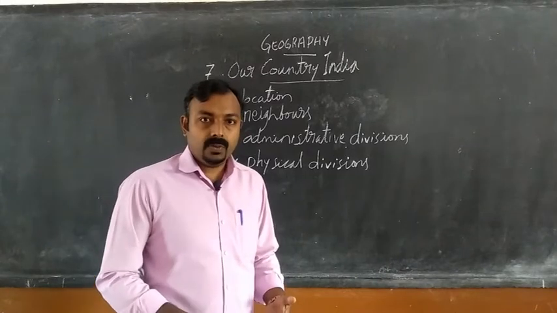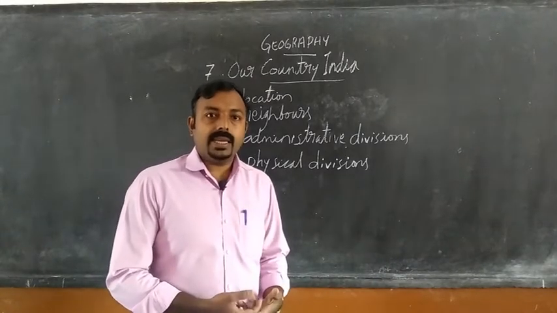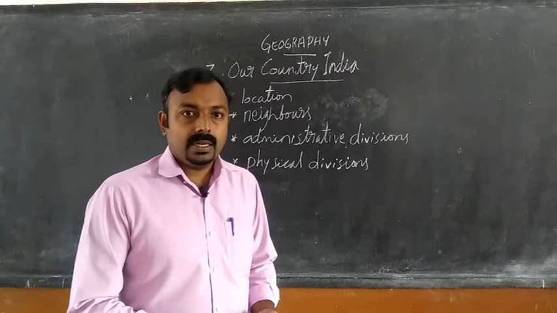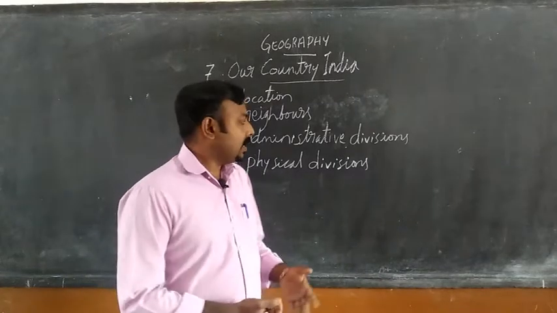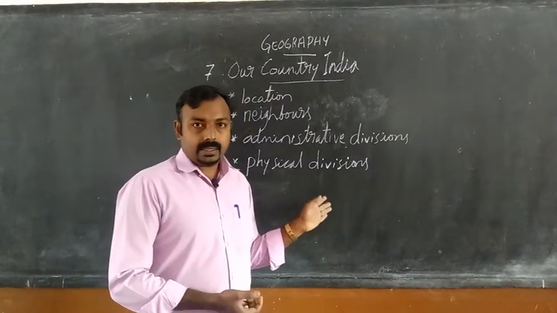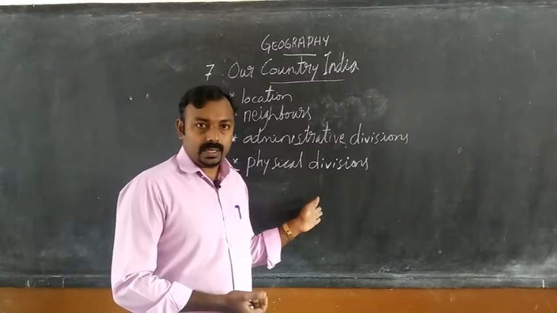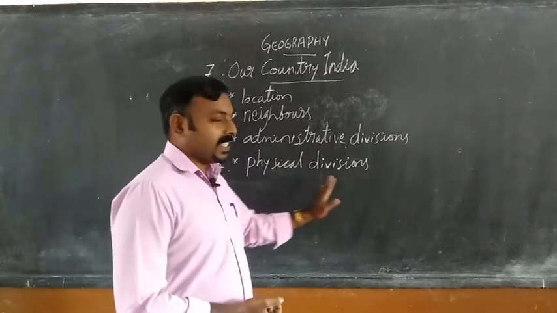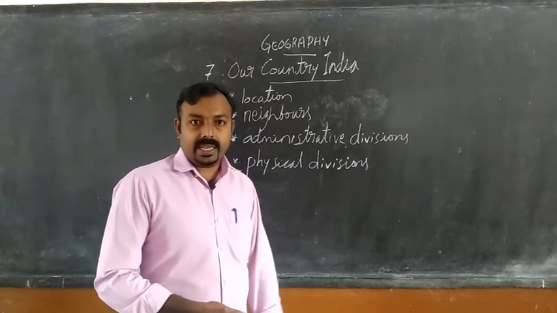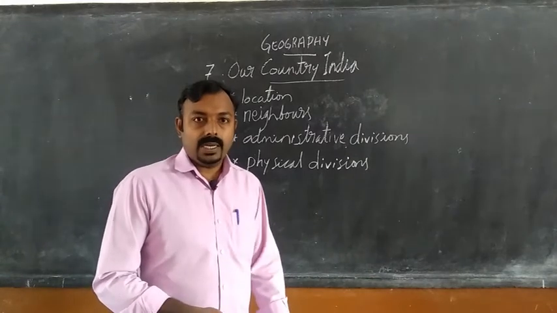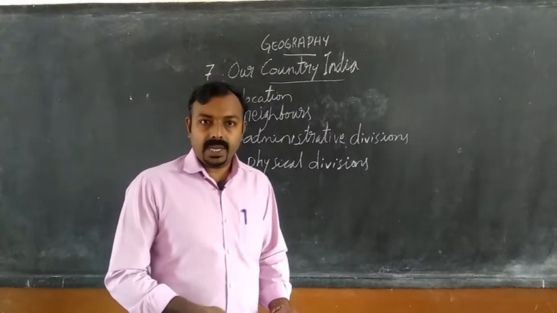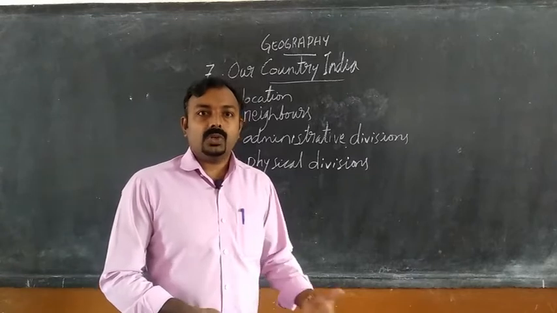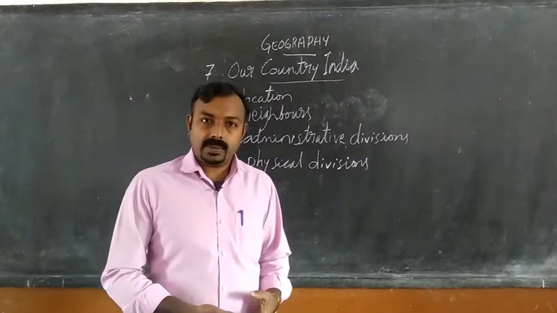India is divided into 28 states and 8 union territories, including the national capital territory and islands, and physical divisions. There are plain areas, plateaus, valleys and mountain ranges. Those things we are discussing in this chapter.